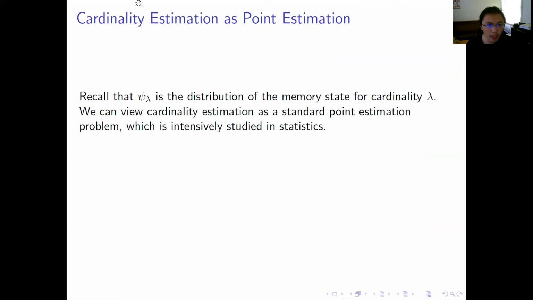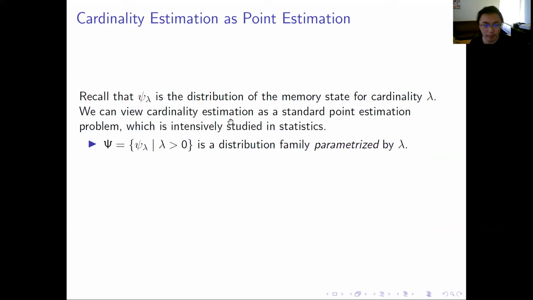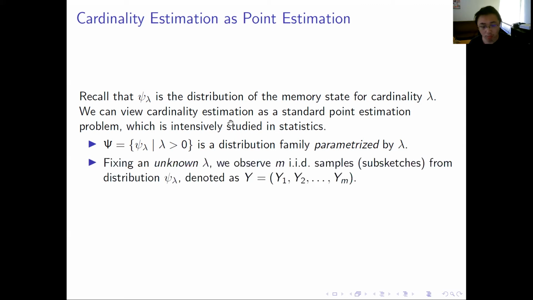The second: let's see what's the optimal estimation. First, the trick is again to fix lambda, and the problem is in fact a standard point estimation problem, like in statistics. So you have a distribution family parameterized by your cardinality. With your fixed cardinality, this distribution family gives a distribution, which is the distribution of the final state of a single sketch. And fixing an unknown lambda, we observe m independent observations, which is just the memory state. And we want to guess what the cardinality is, basically what the parameter is. So this is exactly the point estimation problem. So we can use the results from point estimation.